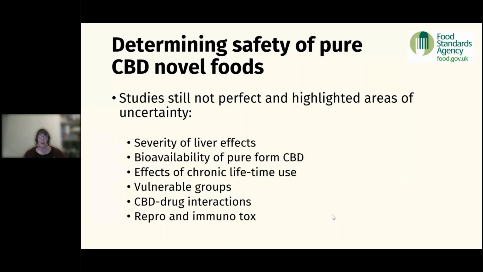So these in part came from the work that was done previously in terms of pharmaceuticals and CBD, but there was some questions around particularly vulnerable groups in terms of potential reproductive toxicity and immunotoxicity, particularly for those that are maybe immunocompromised. And there was some evidence from that wider data set around potential for drug-drug interactions, in part because CBD is metabolized in similar pathways in the liver to some pharmaceuticals.